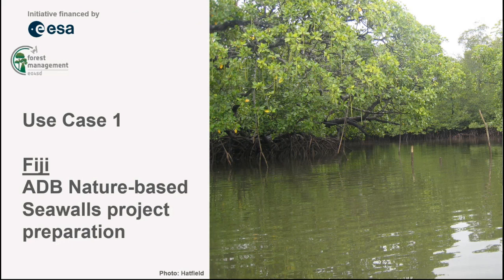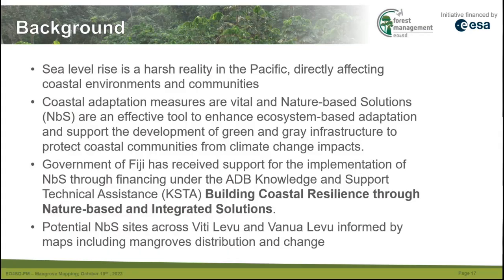Now we're going to introduce the two use cases. We're going to also show a couple of the other products like mangrove condition and how useful that was as part of the use cases. So the first use case is in Fiji, and it was related to a project related to coastal resilience and nature-based and integrated solutions. So the Asian Development Bank was working with the government of Fiji to help them address some of those climate-related challenges.